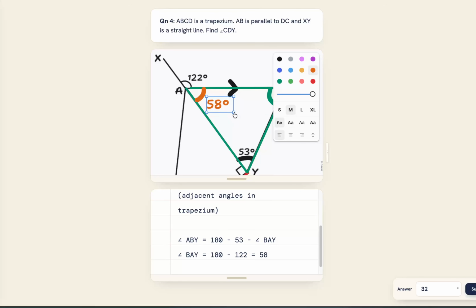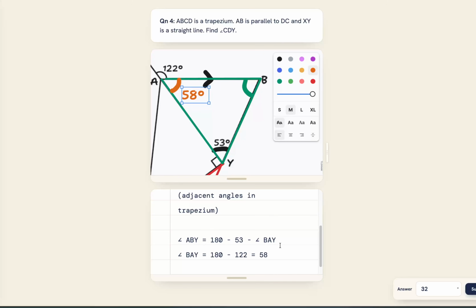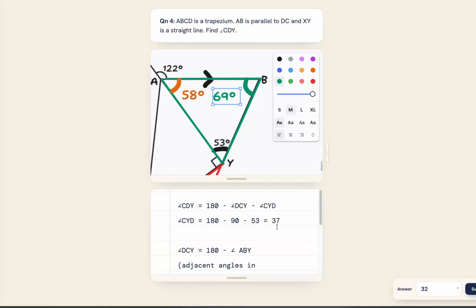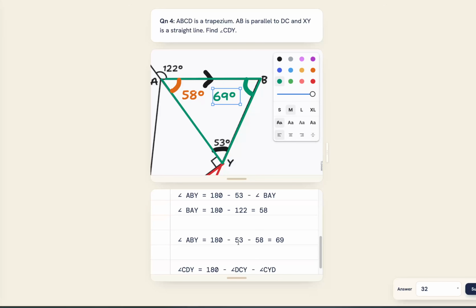Since we know angle BAY is 58, we can get angle ABY, which is in green over here. So angle ABY is equal to 180 minus 53 minus 58, and this will be equal to 69 degrees. Since we know ABY is 69 degrees, we can finally find the next angle.